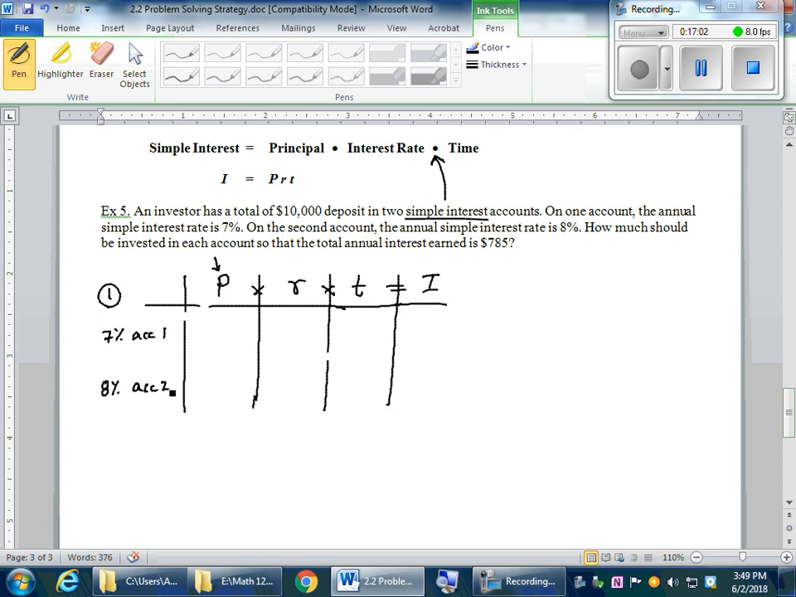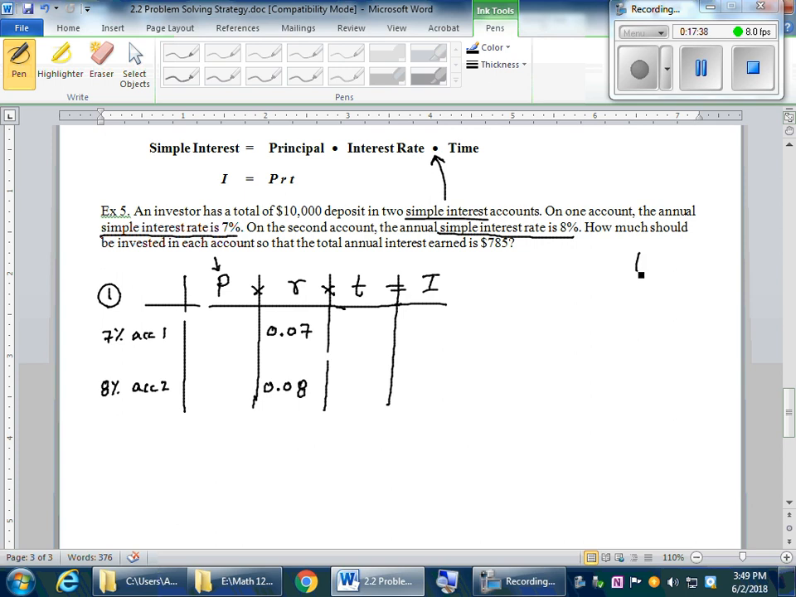Let's fill in something that we know first. The first account, the simple interest rate is 7%, so that means it's 0.07. That's the interest rate. And the second account, the simple interest rate is 8%, so we put 0.08. Now you need to convert it into decimal, okay? And the principal, it said that the total investment is 10,000. So I need to know how to split it into two accounts.